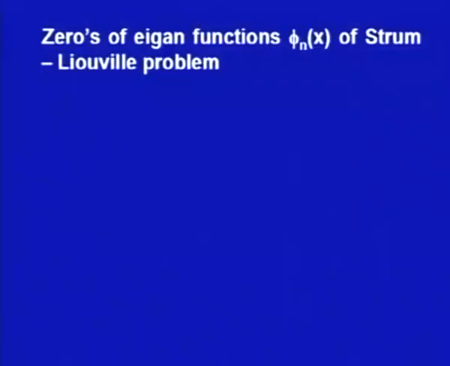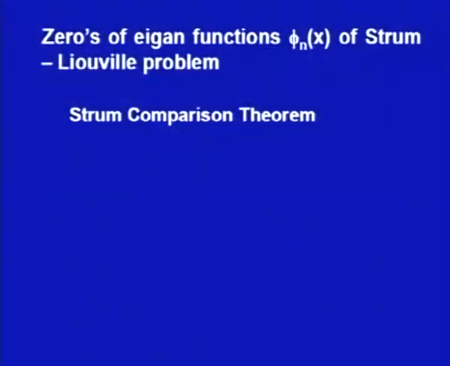Now, let us see one more result about the zeros of eigenfunctions φn(x) of the Sturm-Liouville problem. What do we mean by the zero? Zeros means the values of x where the function φn(x) is 0, wherever it is crossing the x axis if I draw the graph of φn(x). This is a very interesting result, and this is known as the Sturm comparison theorem. Rather than giving you exactly the result, here I would just give you some part of it.